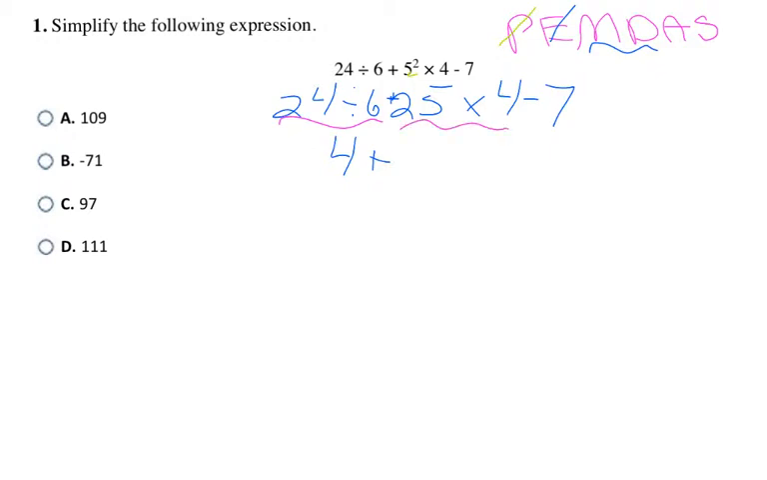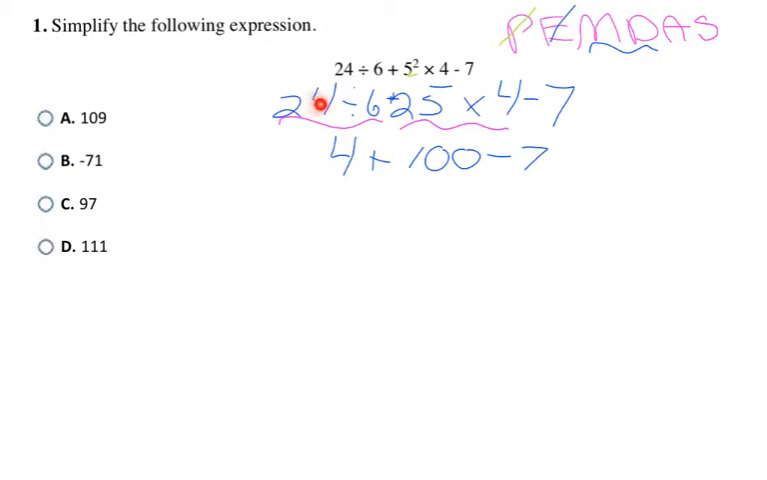That's going to be the next one I do. And that's going to be 100. And then I have my minus 7. So here, this is what I was talking about. Even though division was before multiplication and M is before D here, remember these two go together. You do them left to right.